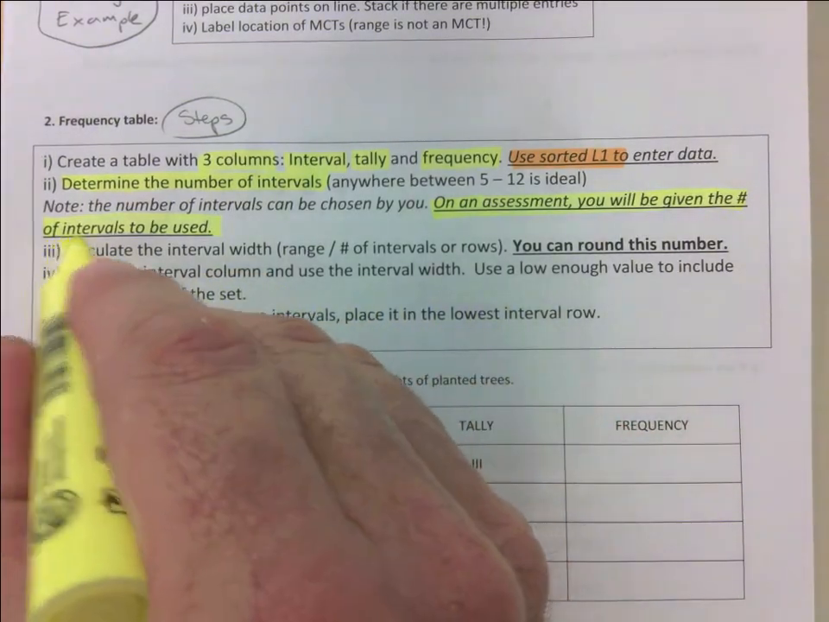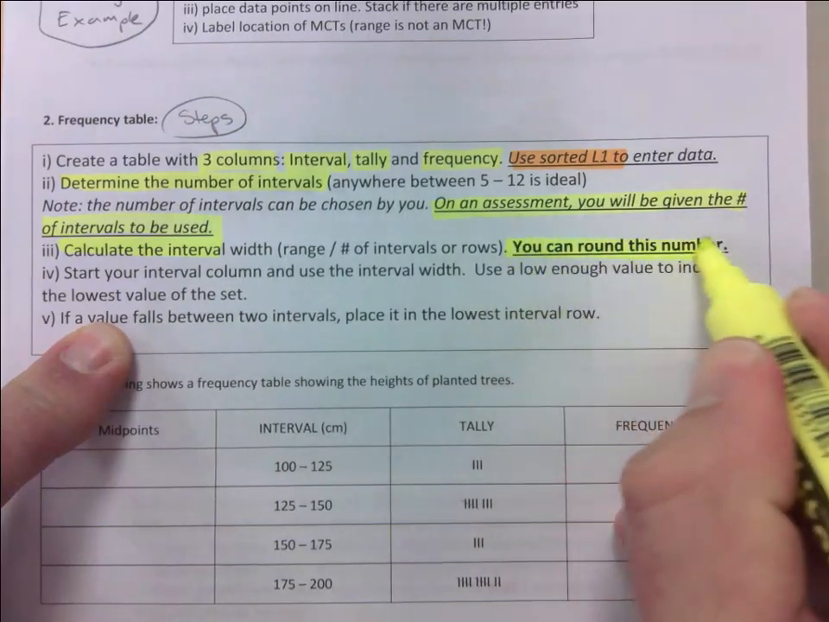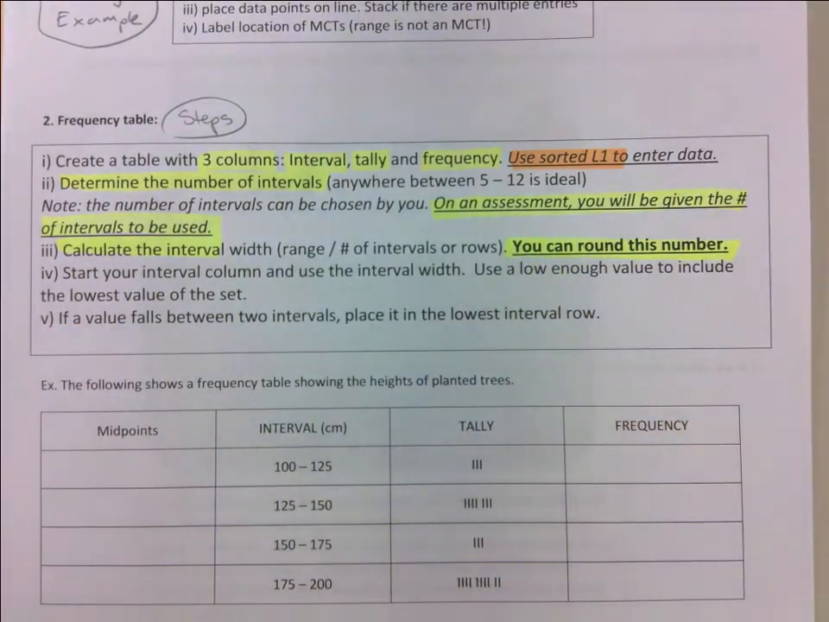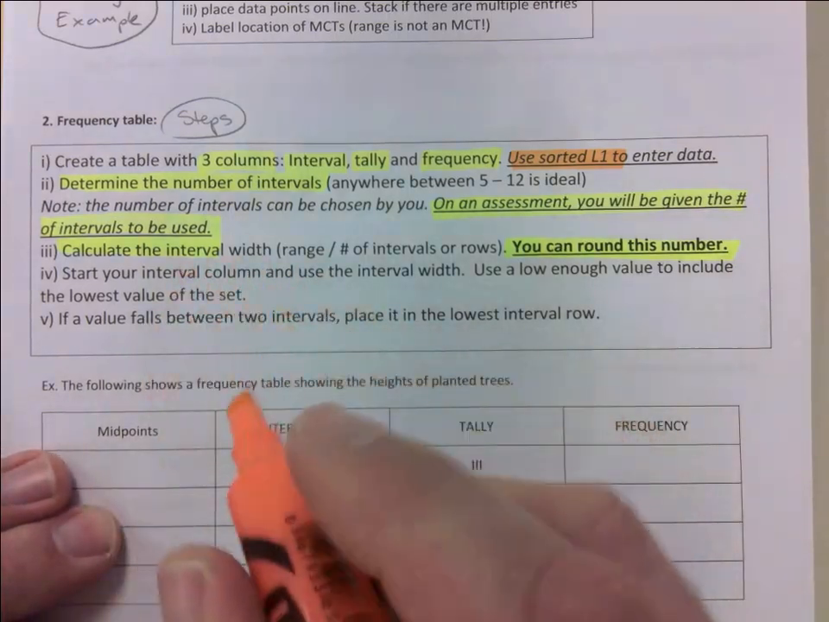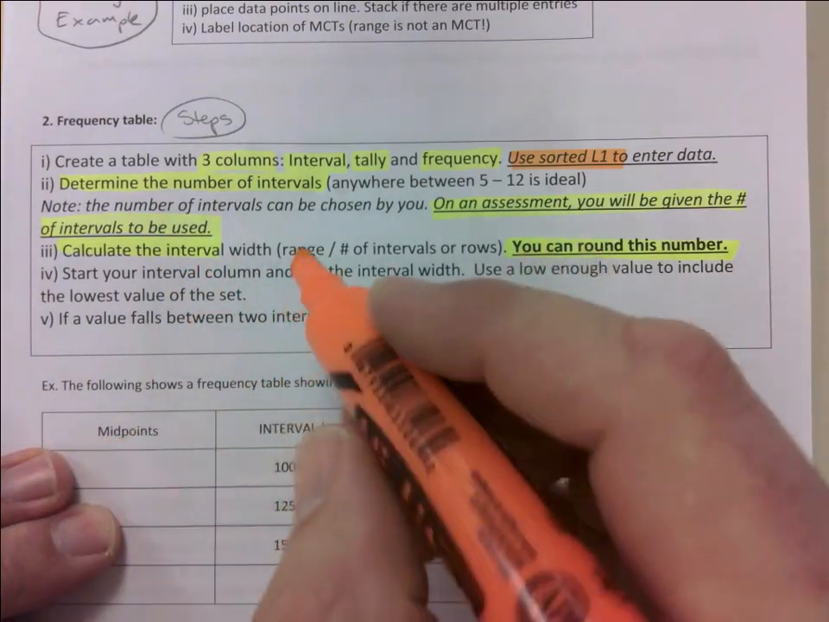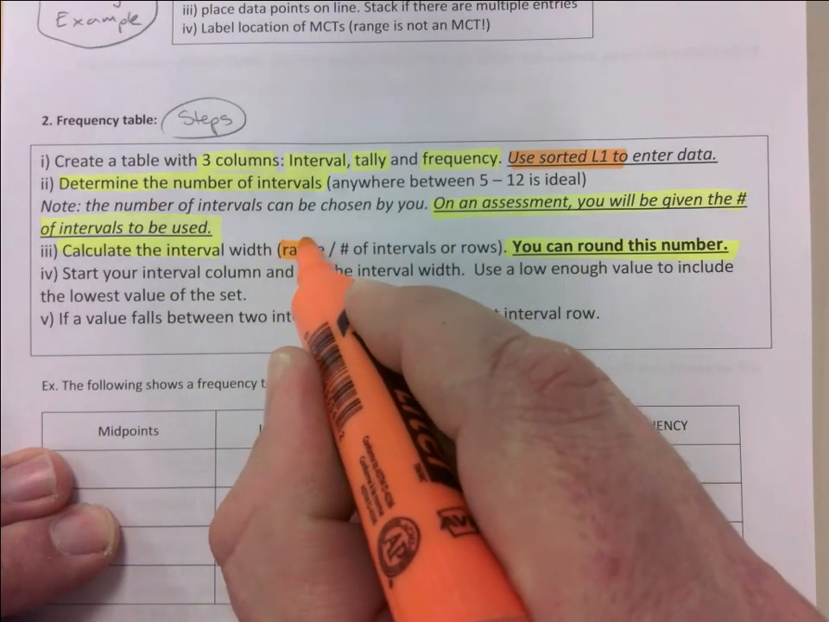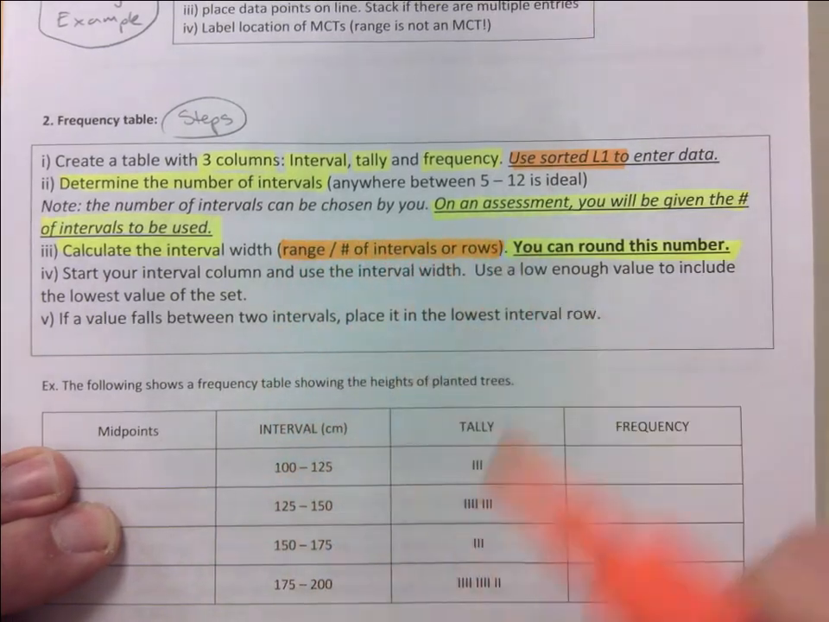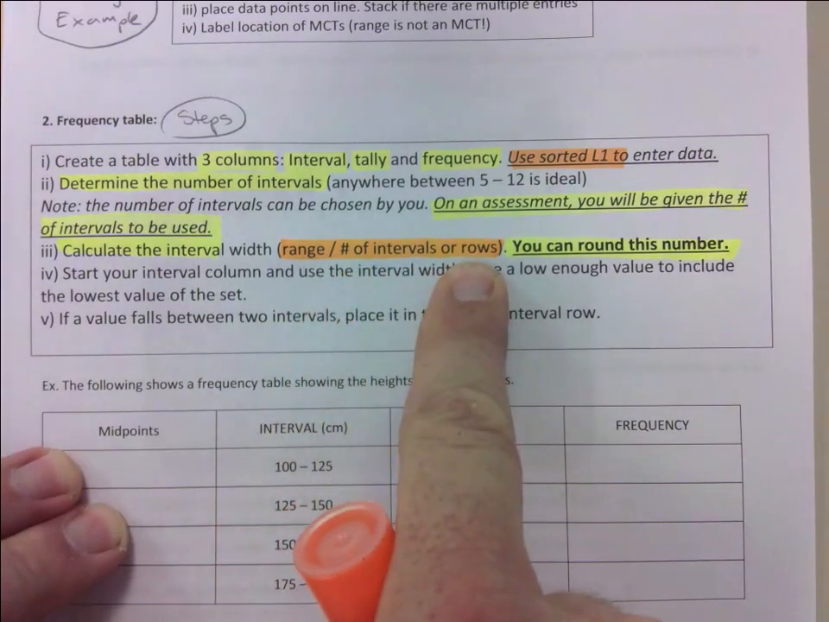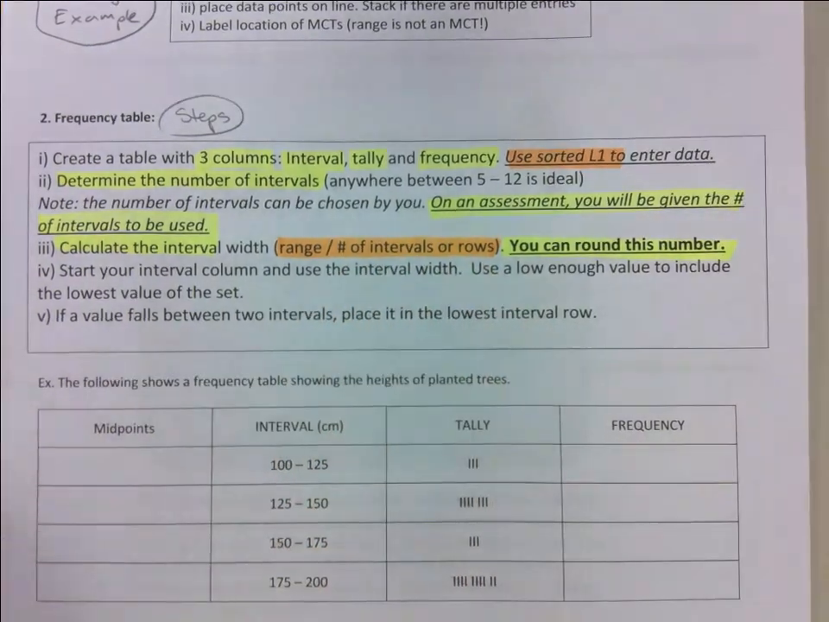Okay, you calculate the interval width. You can round this number. How do we do that, guys? How do we do the interval width? Like how wide our bars are going to be? We usually take our range and we divide it by the number of intervals that we would like to use.